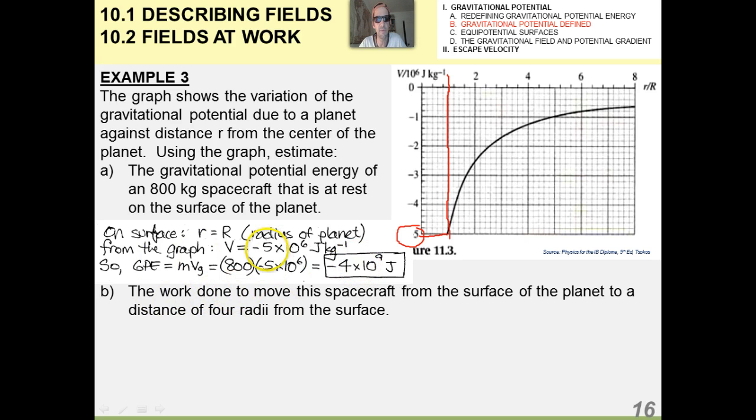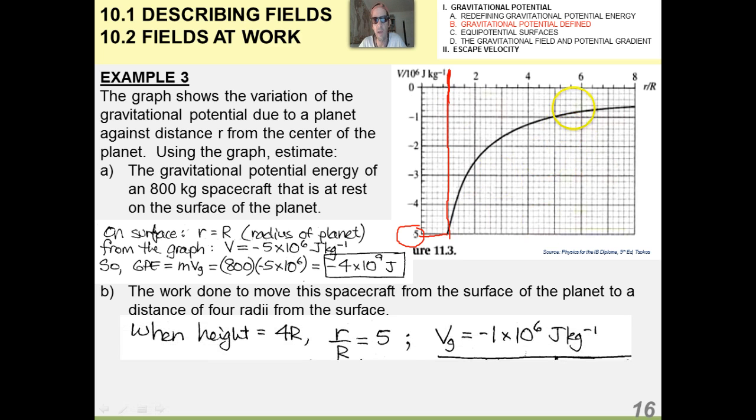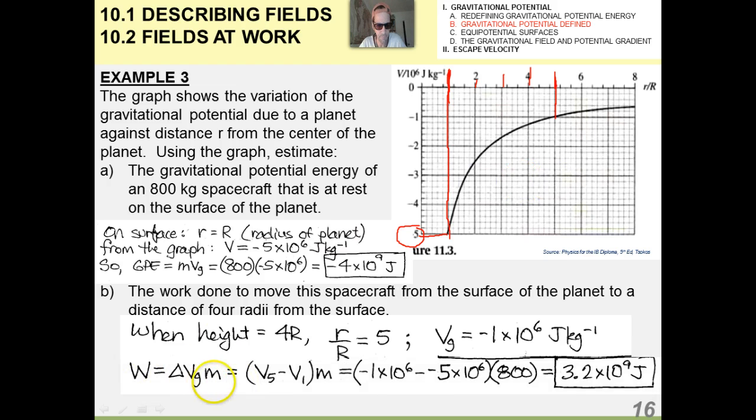Now, the work done to move the spacecraft from the surface to a distance of 4 radii from the surface, that's going to be from here all the way out to 1, 2, 3, 4. It's actually out to 5R. Note that it's not 4R, it's 5R. This ends up being 3.2 times 10 to the 9th joules. Very, very interesting.